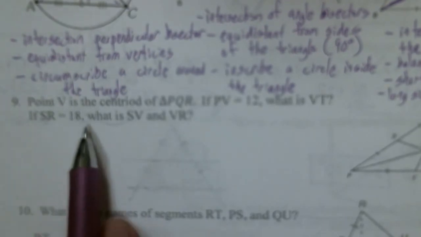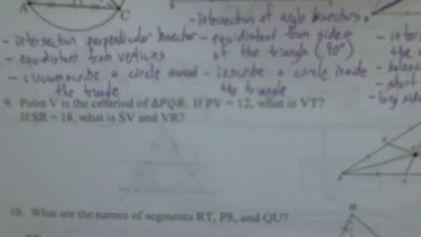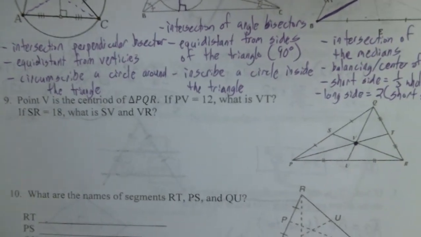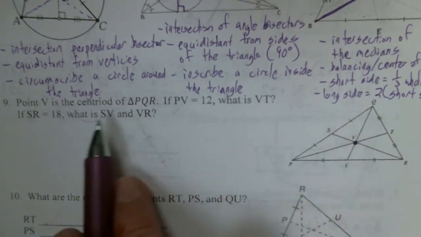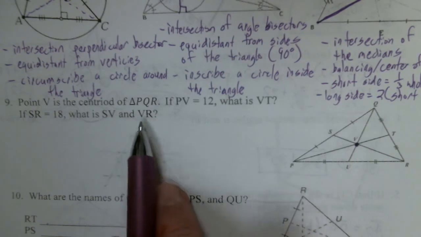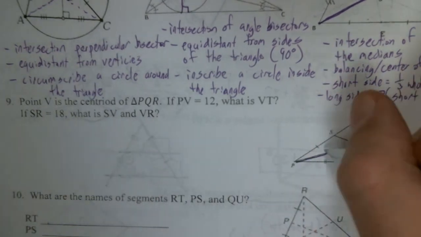Number 9 says point V is the centroid of triangle PQR. Hey, welcome back, webcam. It's good to see you. That's kind of weird. All right, so it's telling me that V is the centroid of the triangle. That means it's the intersection of the medians. And it's saying PV, so this length right here, is 12.